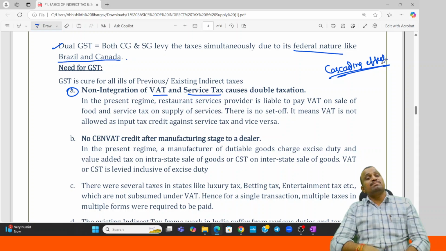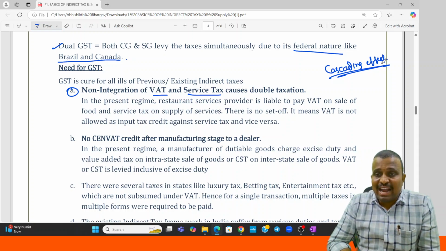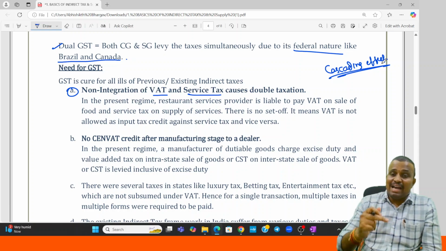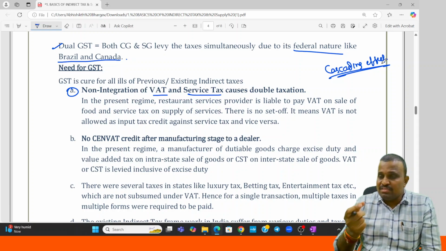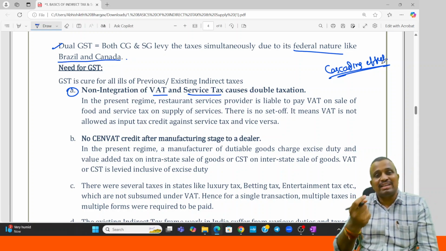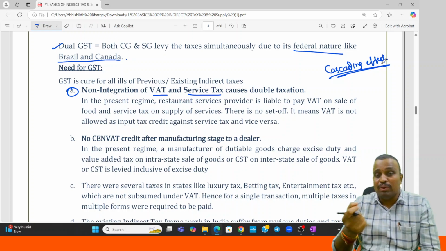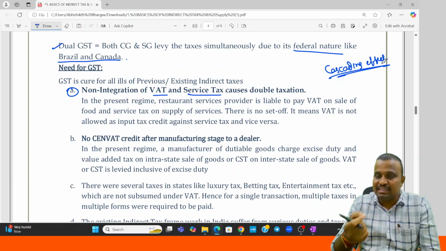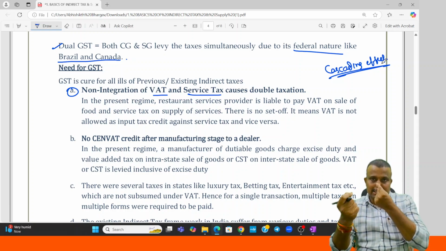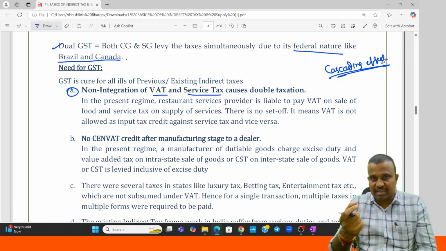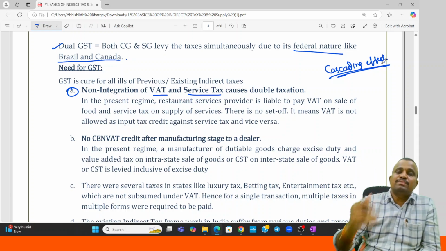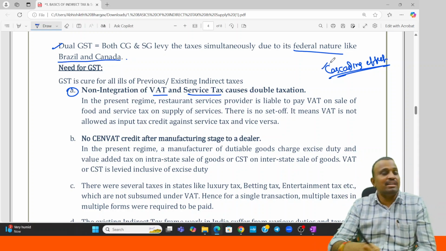Cascading effect. What is meant by cascading effect? Cascading effect is nothing but imposing tax on tax. It means the price of the product is increased due to levying of tax on tax, and imposing a number of taxes at a time on the same product at different stages. Due to these two, the price of the product is increased, and this is called the cascading effect.